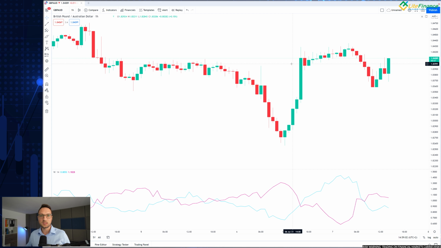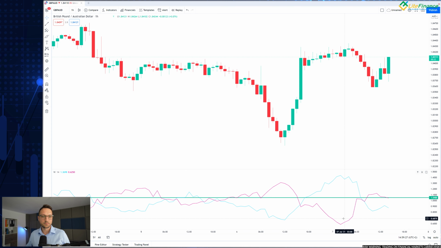Like everything else, it's not a holy grail, but I will show you two strategies based on this indicator. So the first strategy is that, as you can see, here in the middle there is the place on the value 1, where the lines are most often crossing each other. So let's mark that level first. Let's set it exactly on 1.